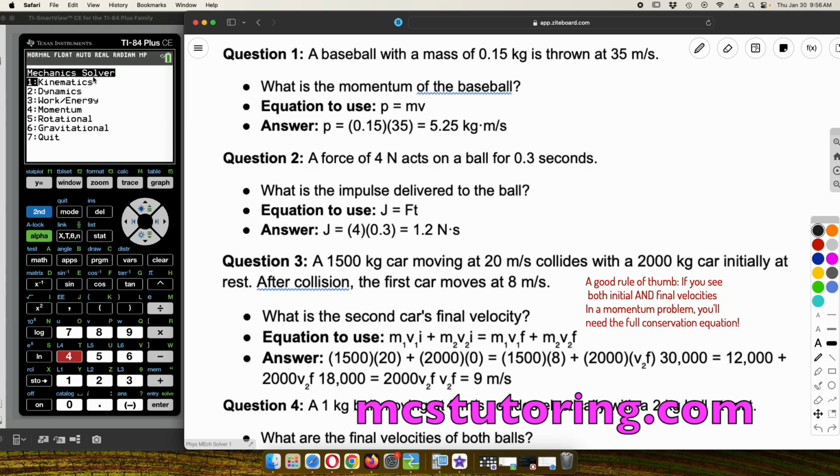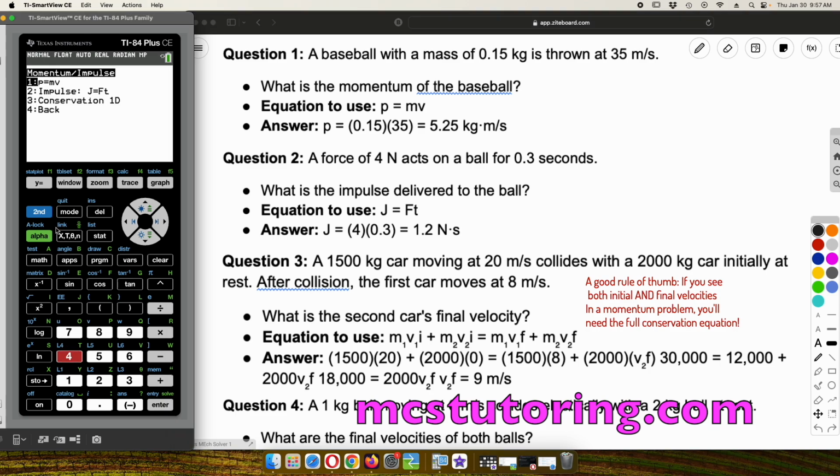We're going to go over the mechanics solver program, a TI-84 calculator program available at mcstutoring.com. So without further ado, let's go over some momentum questions. That's option 4 here, momentum.